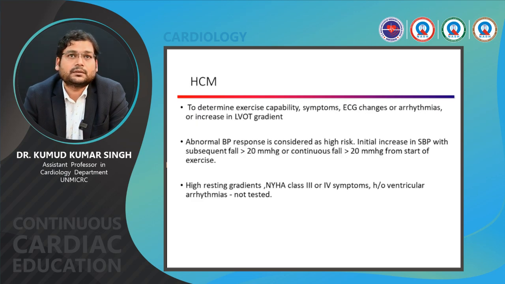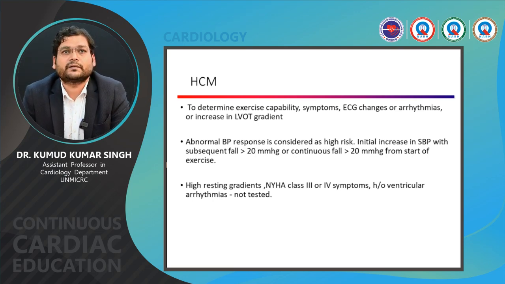In HCM, exercise testing is used to determine exercise capability, symptoms, ECG changes or arrhythmias, or increase in LVOT gradient. Abnormal BP response is considered high risk: an initial increase in systolic blood pressure with subsequent fall of more than 20 millimeters of mercury, or a continuous fall of more than 20 millimeters of mercury from the start of exercise. Patients with a high resting gradient, NYHA class 3 or 4 symptoms, or history of ventricular arrhythmias should not be tested for exercise capacity.